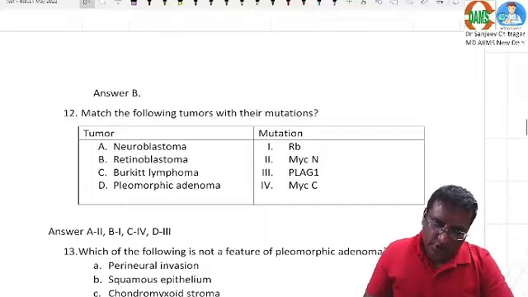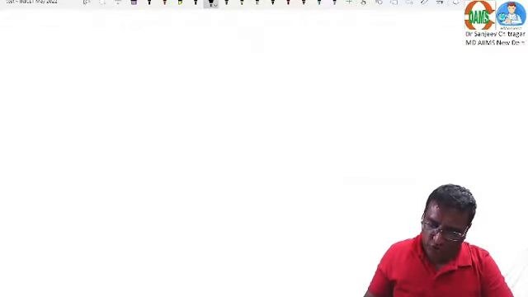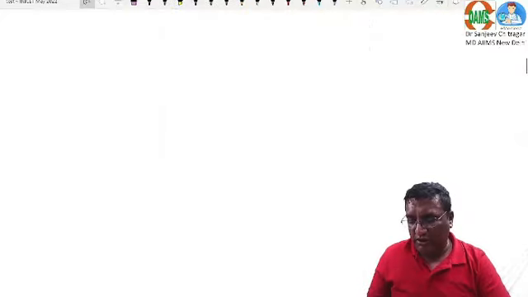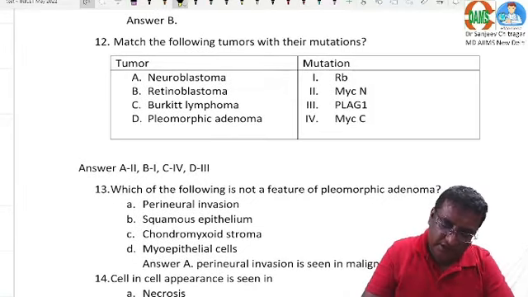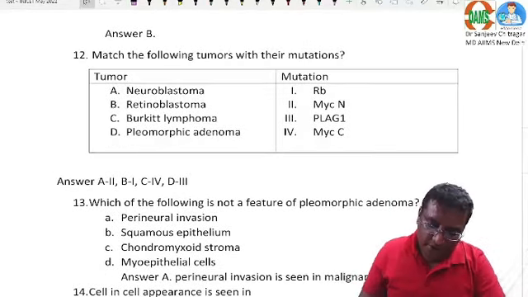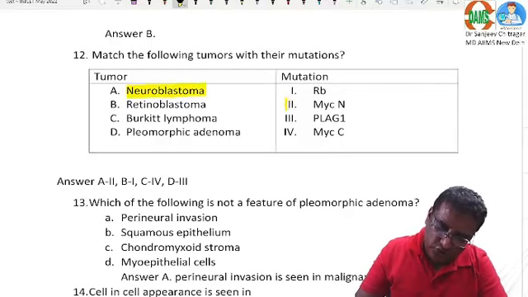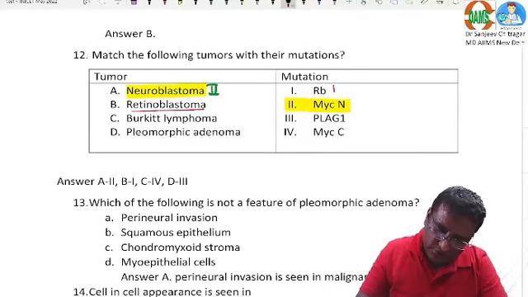Next question, this was a match the following, and I'm sure you would have got the correct answer by knowing the other things. Probably there was one new for many of you, but if you had attended the systemic class, then you would have answered this correctly. So neuroblastoma, NMYC. So this is option 2, NMYC will be there in neuroblastoma mutation. Retinoblastoma, RB mutation, so this will be your option B, that is RB. Burkitt lymphoma, CMYC mutation, so this is 3. And pleomorphic adenoma, that is your PLAG mutation.